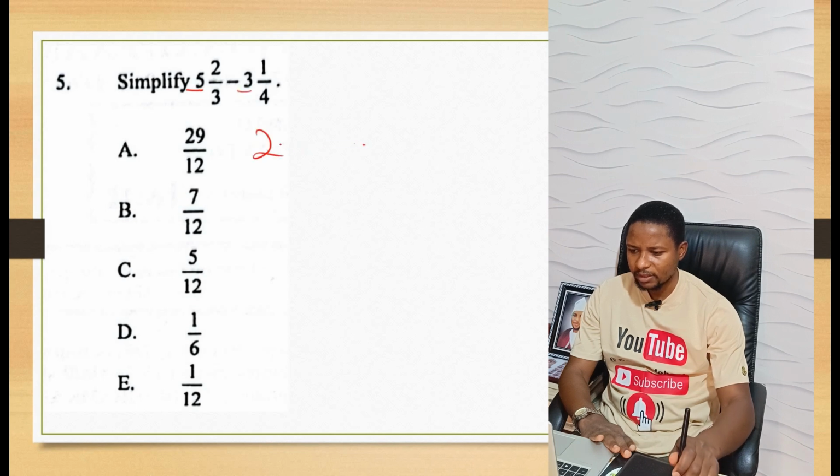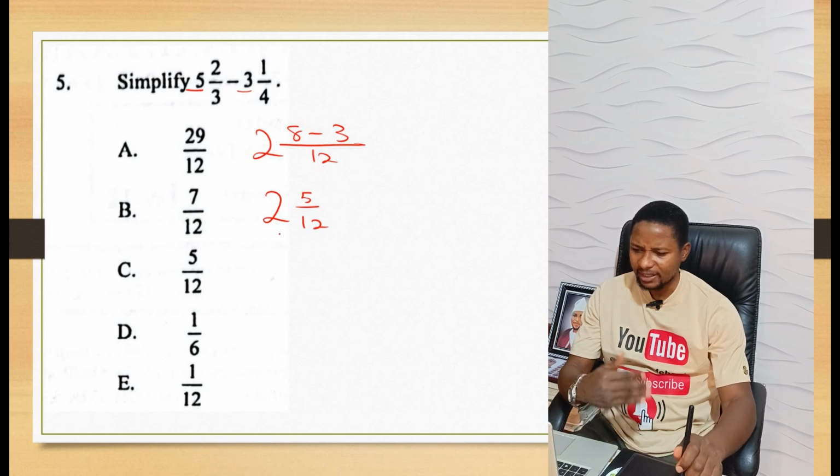Then you find the LCM of 3 and 4. That will give you 12. 12 divided by 3, that is 4. 4 times 2, that is 8. Minus 12 divided by 4, that is 3 times 1, you have 3. And you have the whole number, 5 minus 3, and 8 minus 3 will give you 5 out of 12.